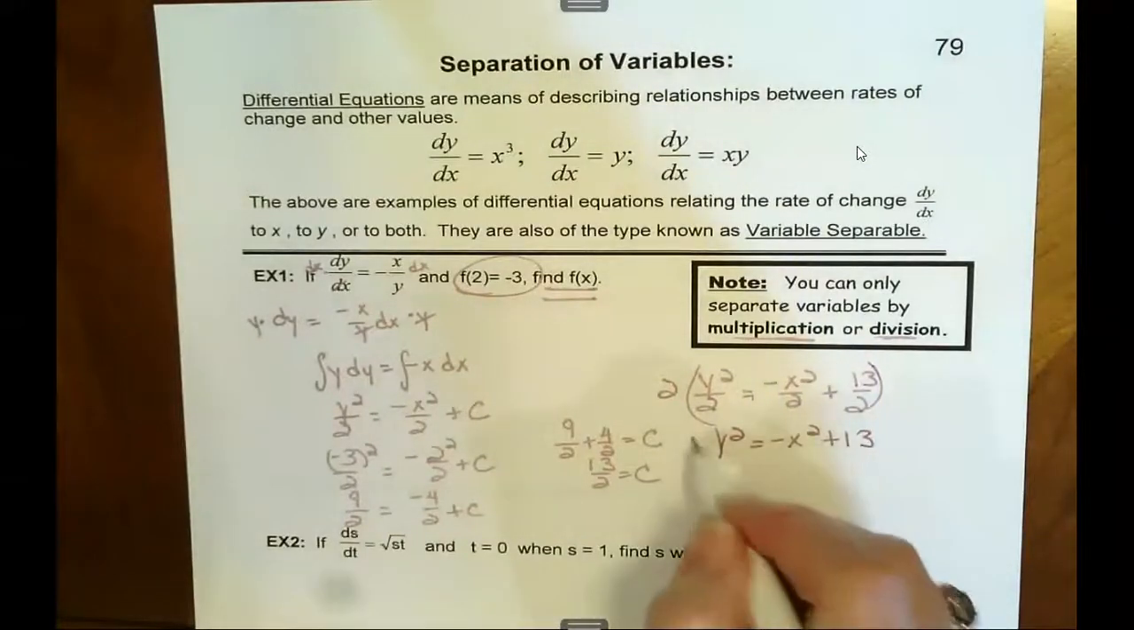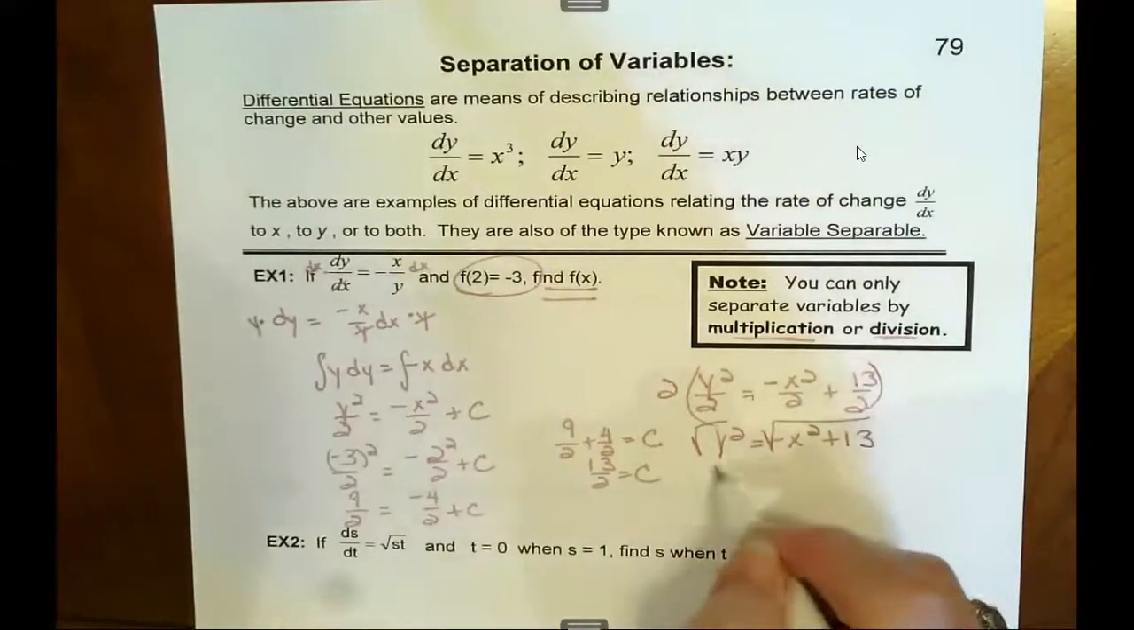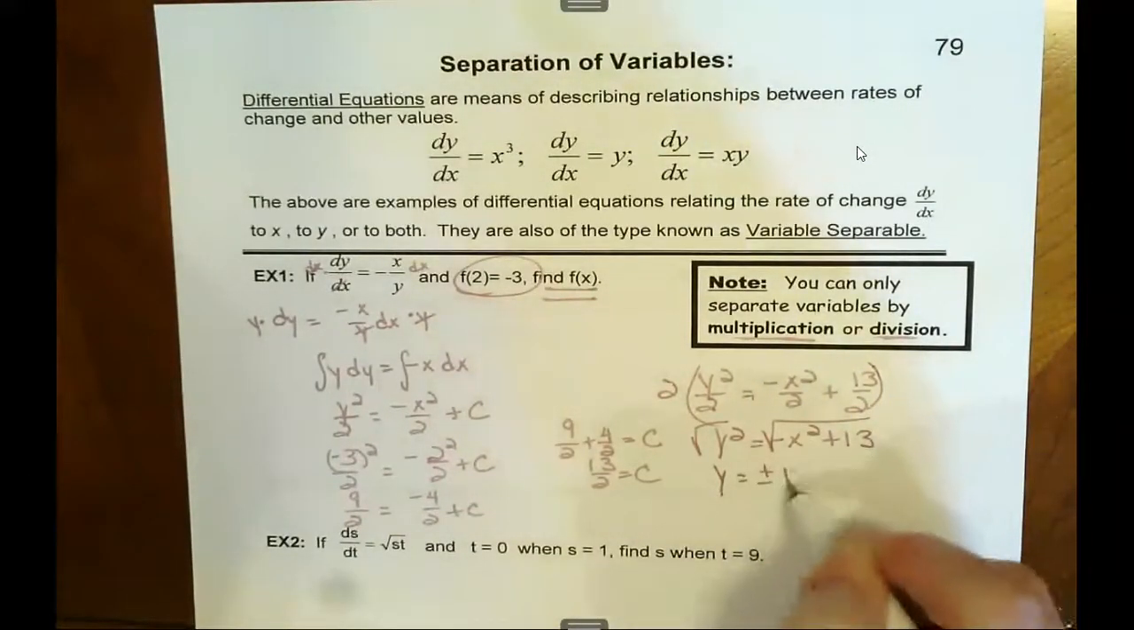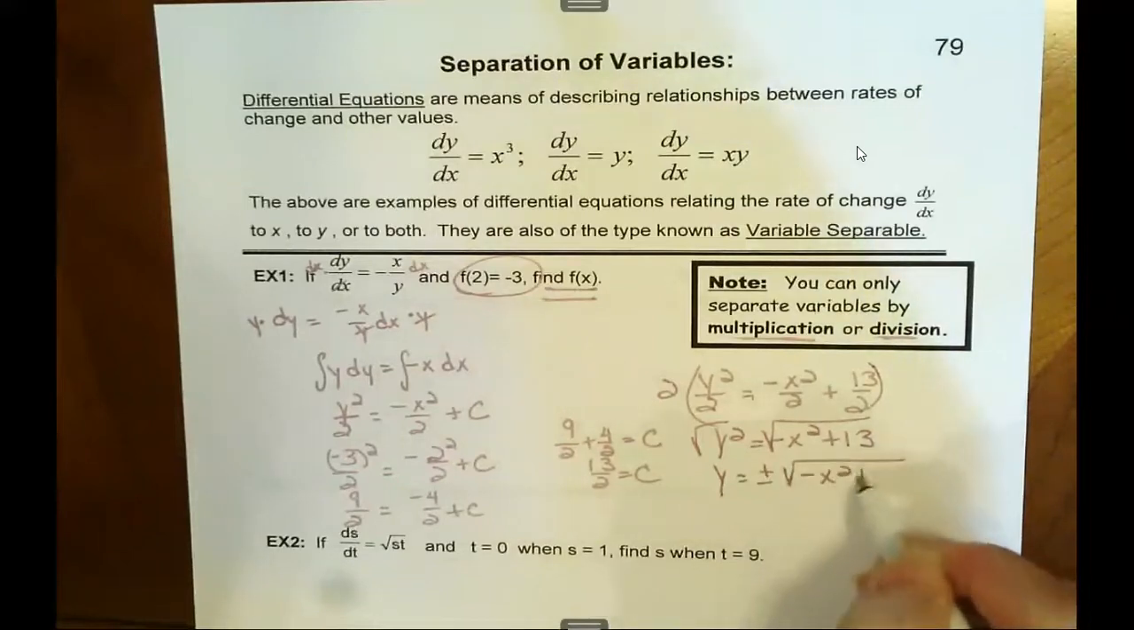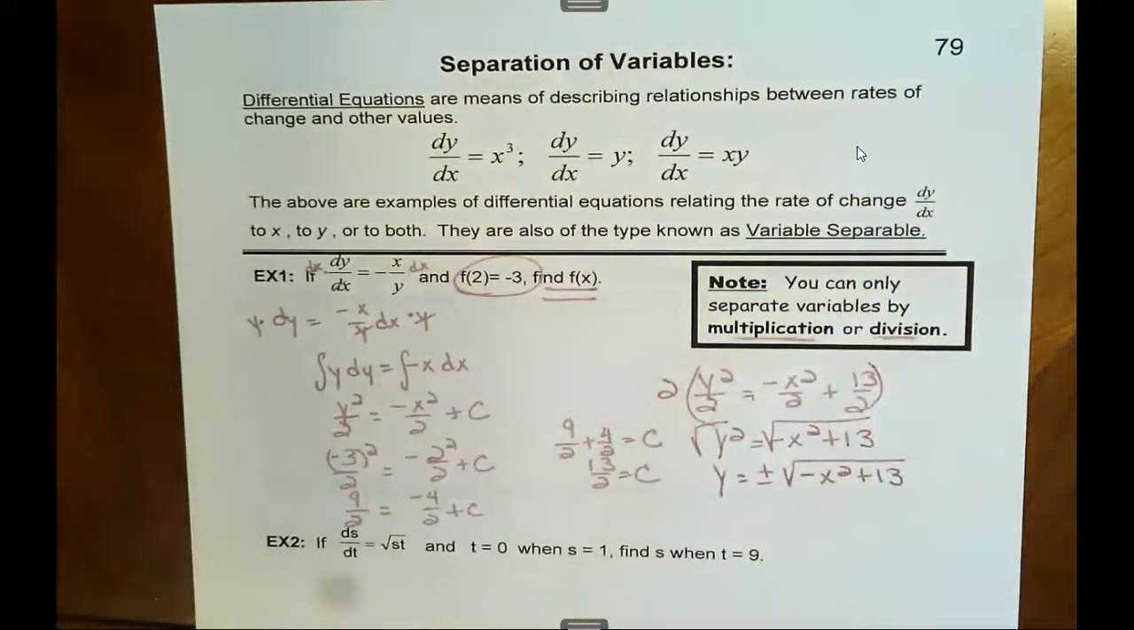So we're going to take the square root of both sides. We have y equals plus or minus the square root of negative x squared plus 13. Now, that's two equations. y is the positive square root of negative x squared plus 13, and the negative version of that. So how do we know which one to use?